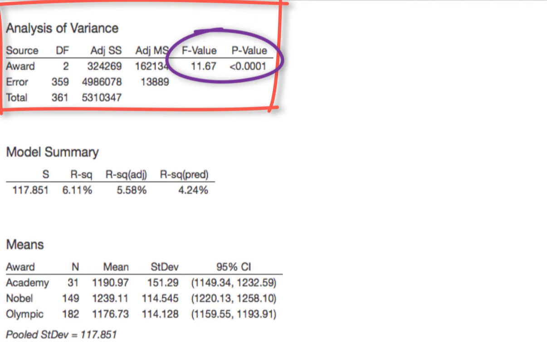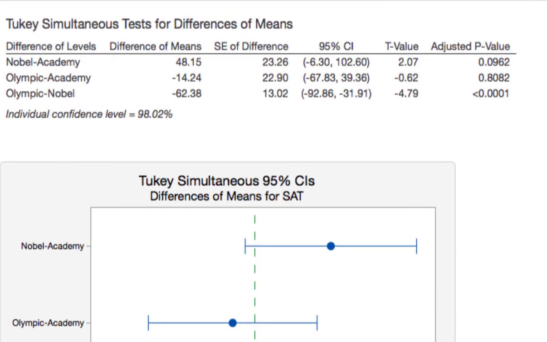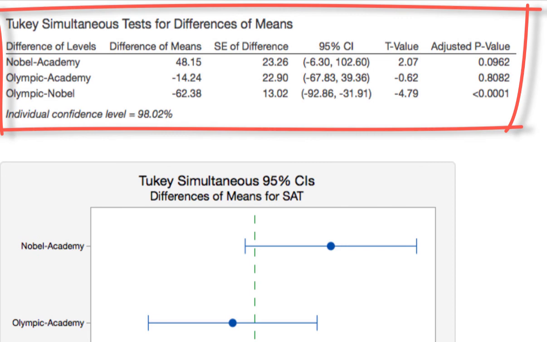Now that we know that there is some difference, we can look at the Tukey output. My preference is to use the Tukey simultaneous test for differences in means table. We look at the adjusted p-values. In this case, the only statistically significant pairwise difference is that between the means of the Olympic and Nobel groups.